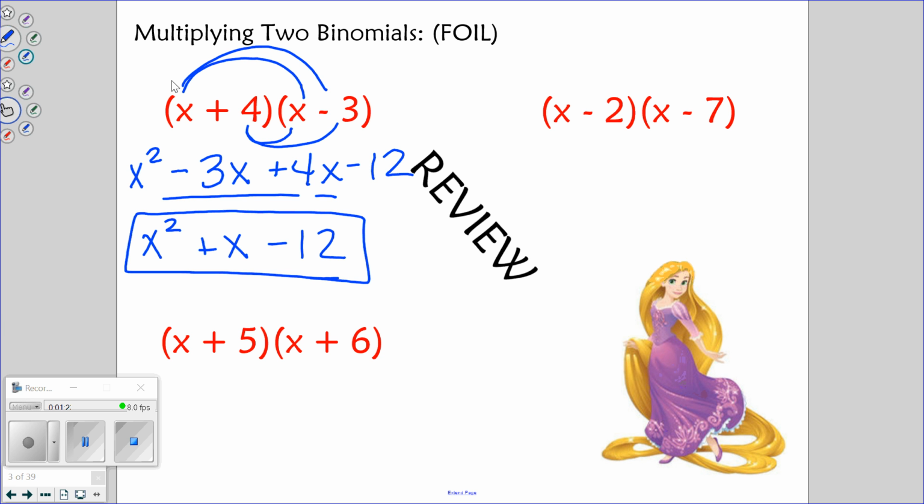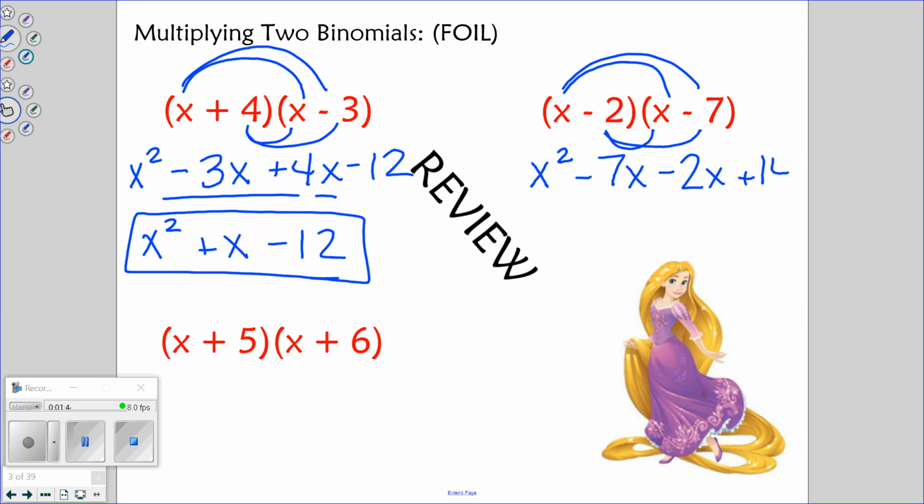We'll talk about that. It's coming. So let's take a look at the next one. We're going to do 2 more on here. I know it's kind of overkill. You guys know how to distribute, but I want you to see something. Okay? So if I distribute over here, x squared minus 7x minus 2x plus 14. Right? And then you have like terms. So x squared minus 9x plus 14.